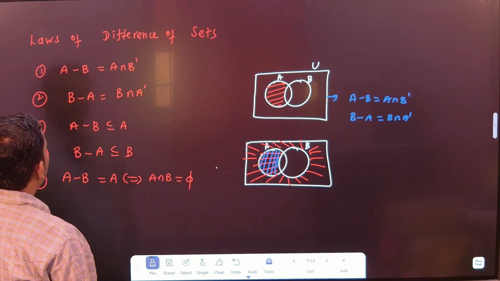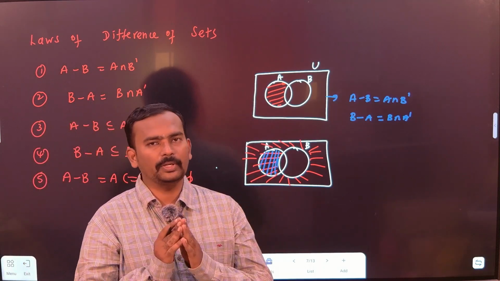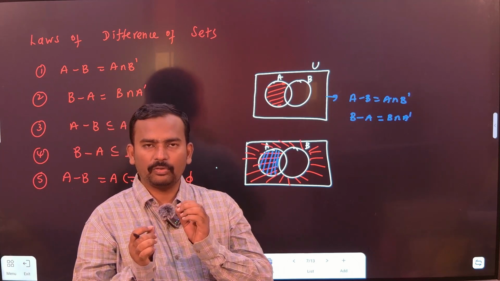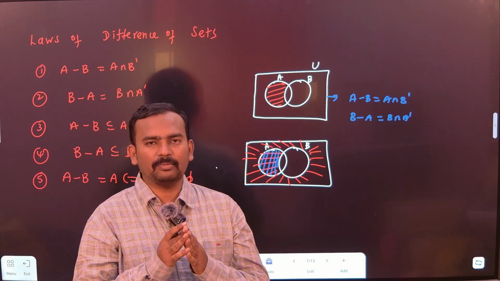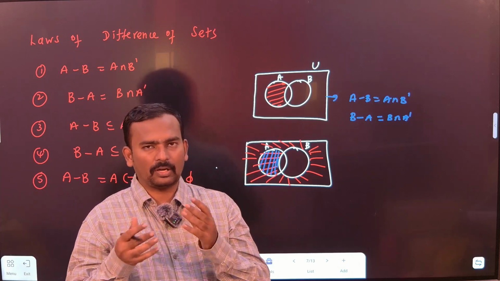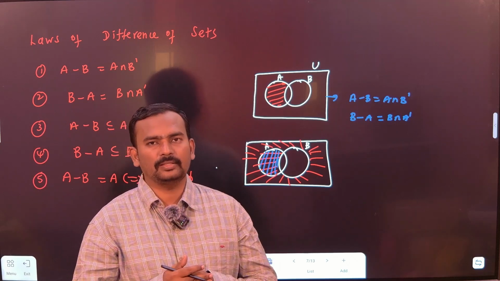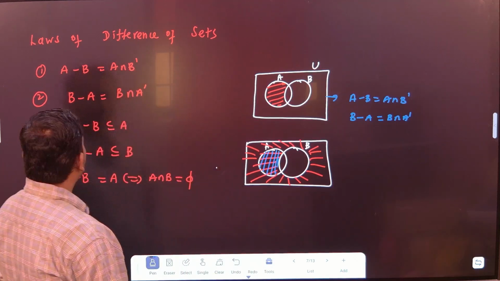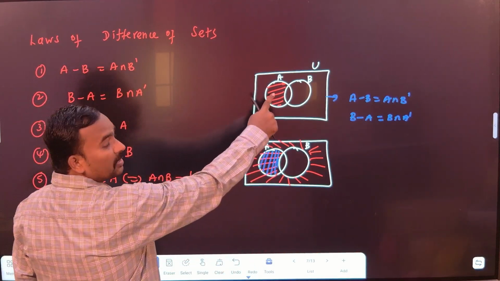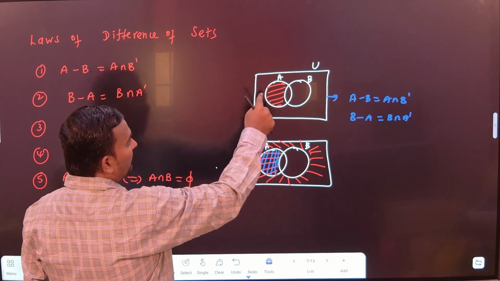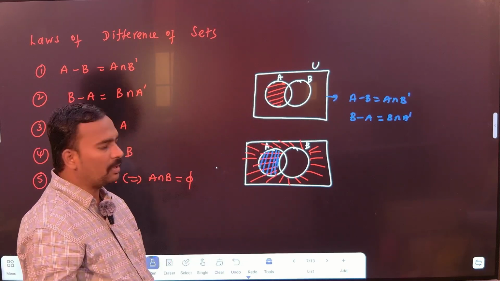Okay, so A minus B, how to calculate? You can see A and B have a common part, right? So you have to remove the common part from A, that is A minus B. B minus A means what? You collect the common part of A and B first, and then remove it from B, that is B minus A. A minus B is a subset of A, because the red region is completely within A. So definitely A minus B is a subset of A.